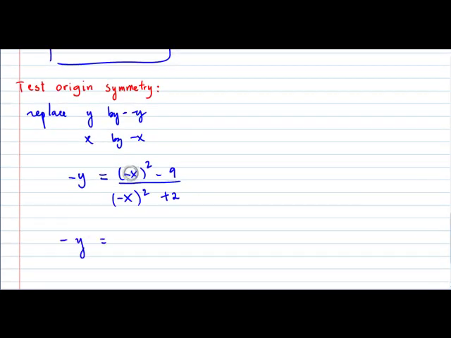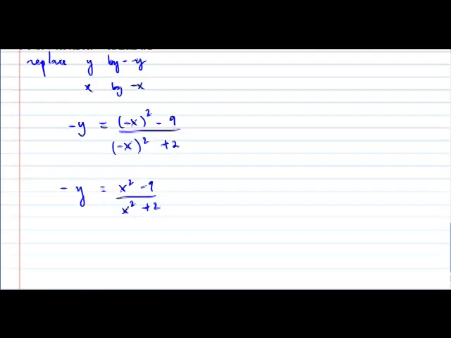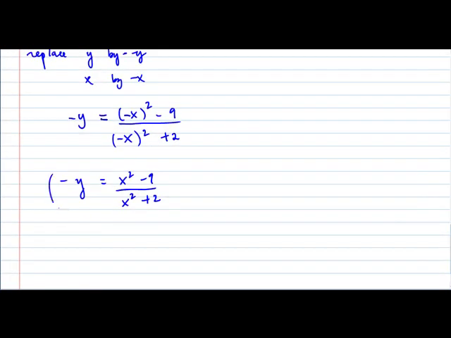For this case, I have x squared minus 9 over x squared plus 2. Then I simplify my equation a little bit more by multiplying the whole thing by minus 1. So I have y equal to minus, and then x squared minus 9 over x squared plus 2. And then ask ourselves, does our result look exactly like our given equation? The answer is no. That means this equation has no origin symmetry.